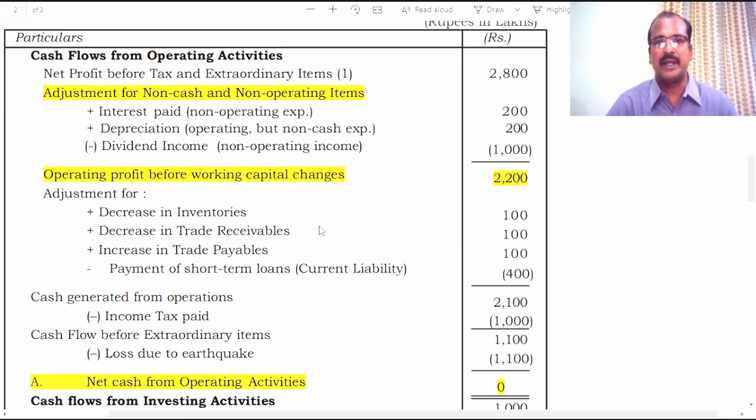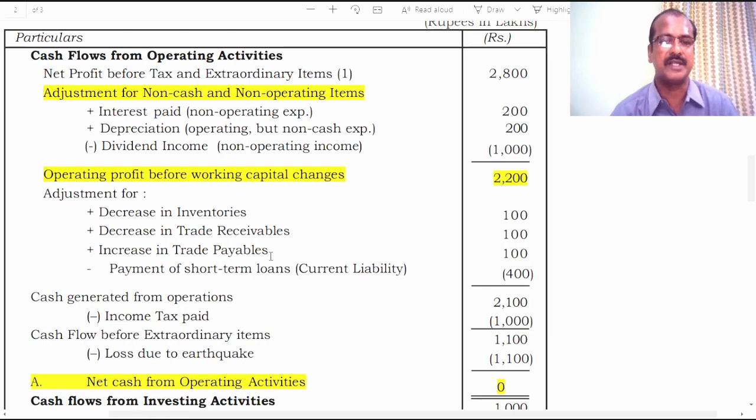What are the four formulae? Increase in current asset leads to cash outflow. Decrease in current asset leads to cash inflow. Increase in current liability leads to cash inflow. Decrease in current liability leads to cash outflow. These are all the four formulae based on which they have done adjustments for the changes in these current assets and current liabilities.